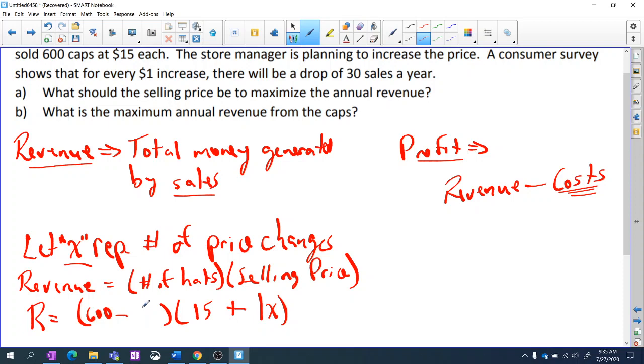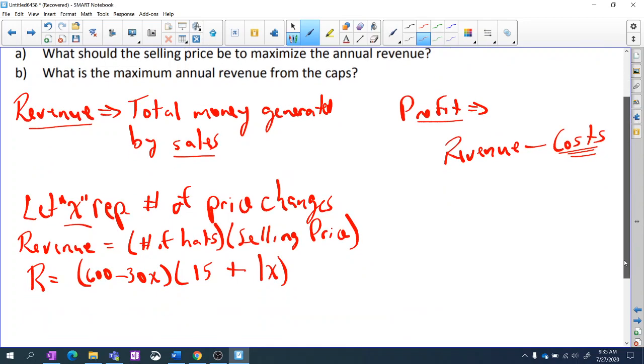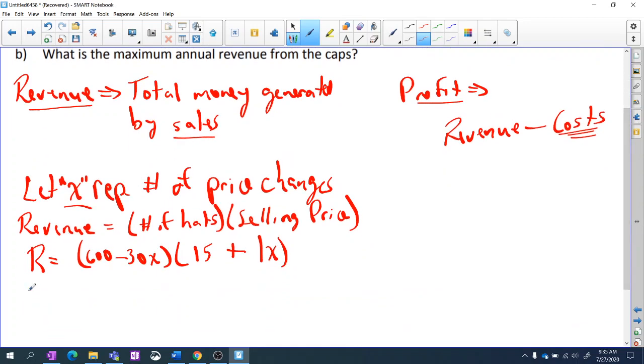You say, well, how many sales are they going to lose? They're going to lose 30 sales every $1 increase, which is what these X's represent. So they're going to lose 30 sales every price change, meaning if they change the price by $2, so two $1 increases, they lose 60 sales. You've just made a revenue function. So now we're going to expand this out.